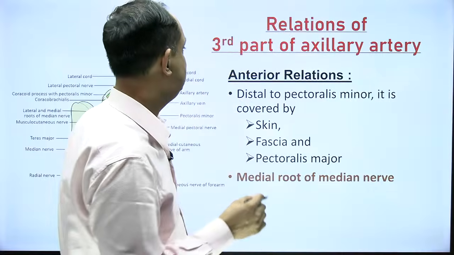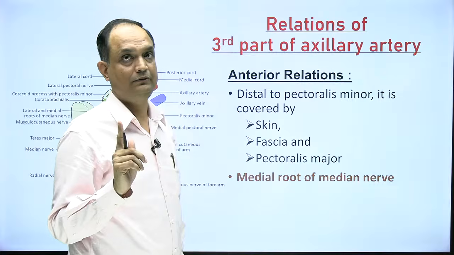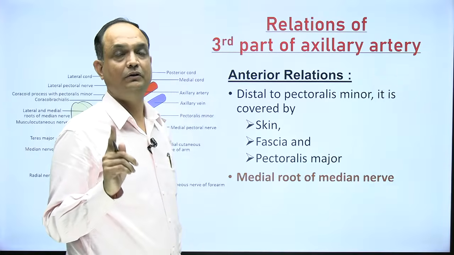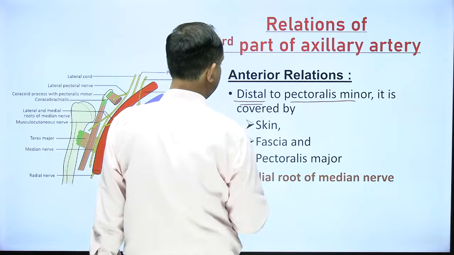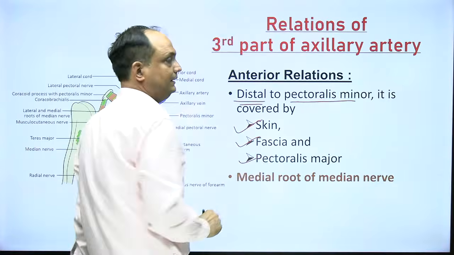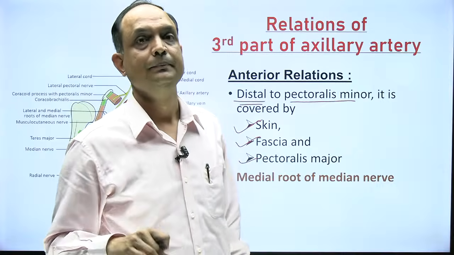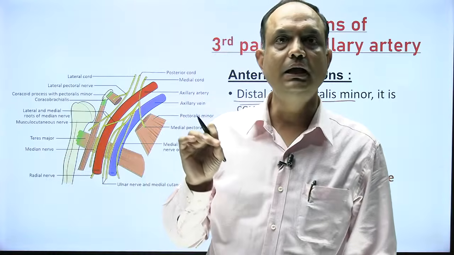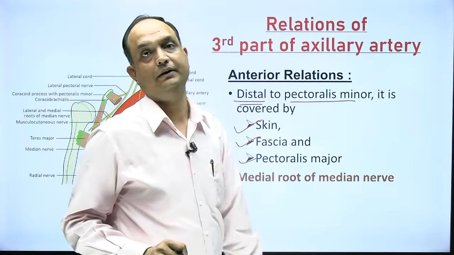axilla. That means you will not have pectoralis minor. Again, not pectoralis minor, because pectoralis minor covers only the second part. So below, or distal to, the pectoralis minor, it is covered by the anterior layer of skin fascia and pectoralis major. But dear students, there is one important thing, the medial root of median nerve.